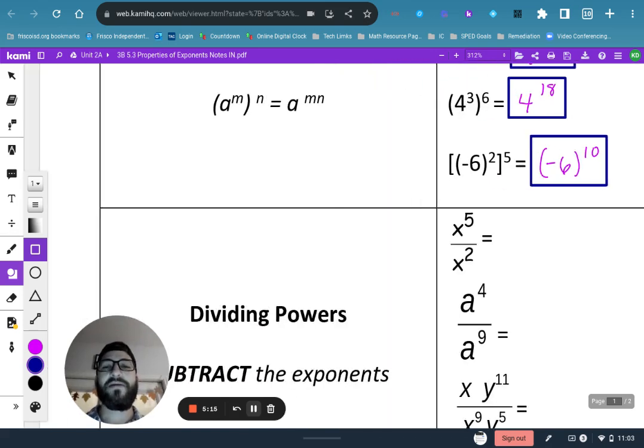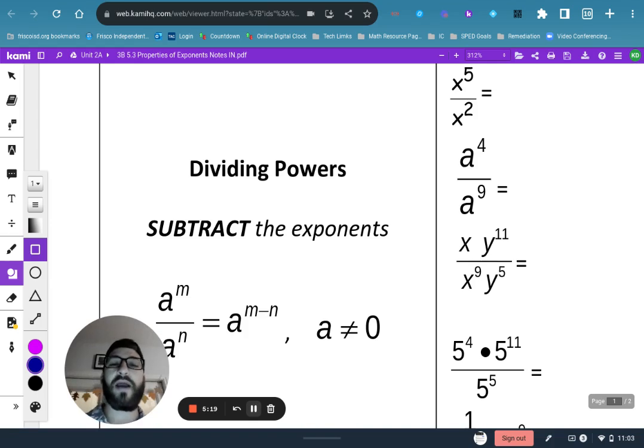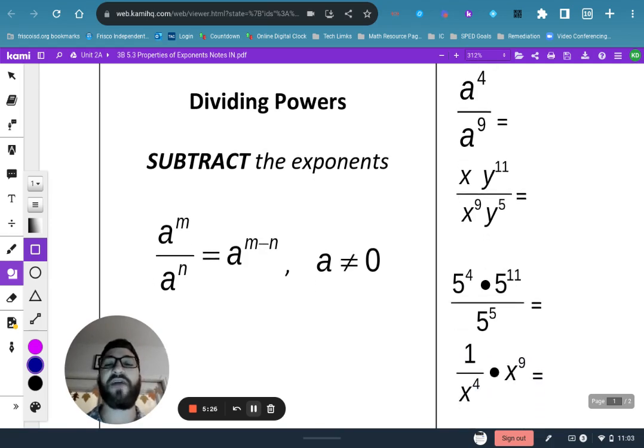Okay. So next one we're going to talk about is dividing powers. Dividing powers is kind of the same idea as multiplying, but instead we're going to be subtracting the exponents. So if I have a to the m over a to the n, that would be equal to a to the m minus n. I would subtract those exponents to get my value.